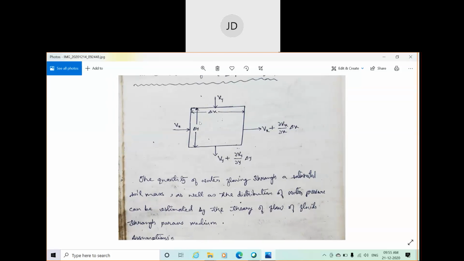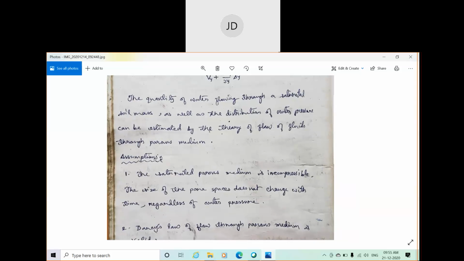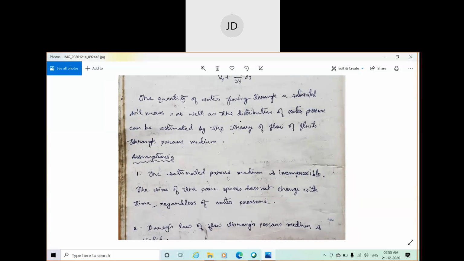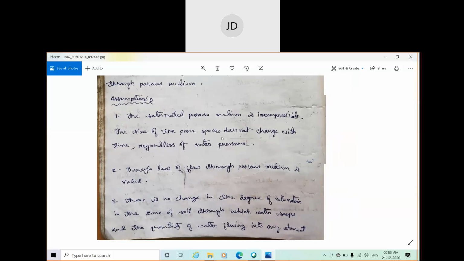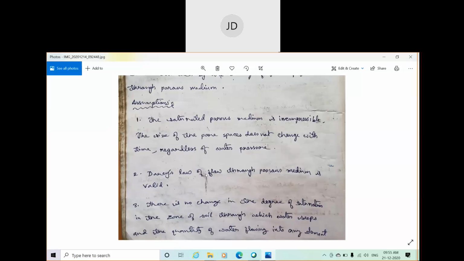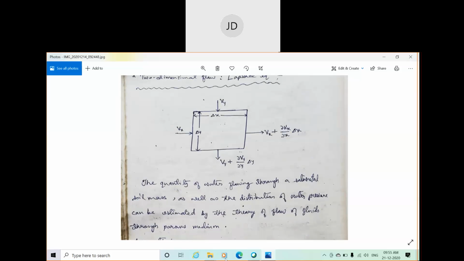That's why the pore spaces will remain the same throughout the experiment, when the water flows in and comes out. Throughout the whole scenario, the pore space will remain constant. That means you cannot compress the soil mass. Then number 2, Darcy's law is valid. That is, Darcy's law of flow through porous medium is valid. That means Laplace accepted Darcy's law of flow of water through soil. And you know what Darcy's law is: Q is equal to KIA, or V is equal to KI. These two equations are valid in this particular derivation.